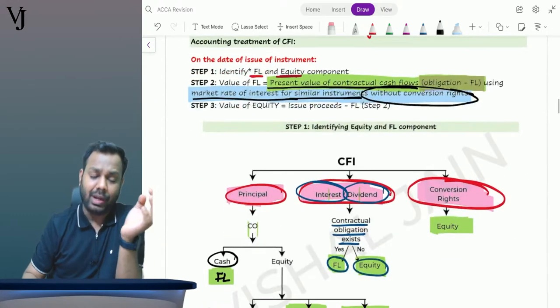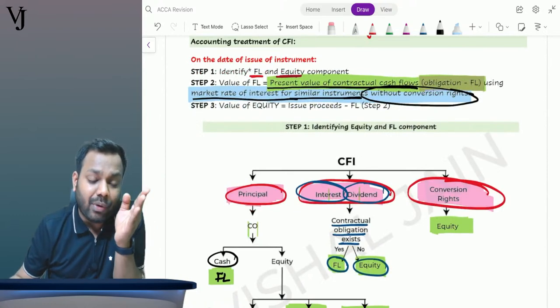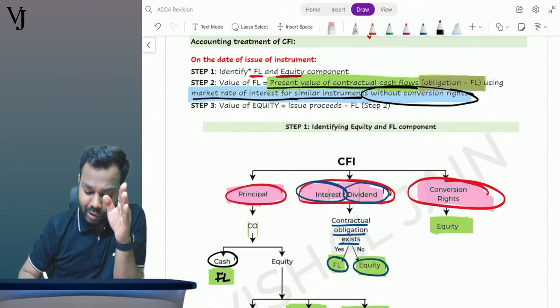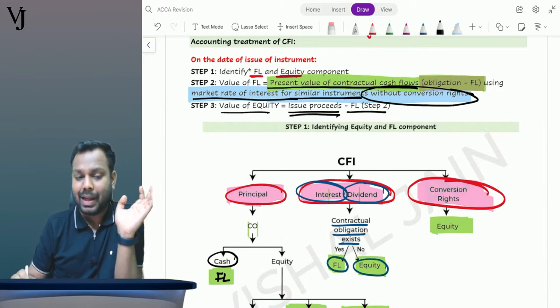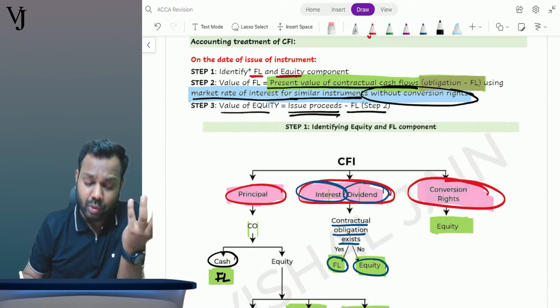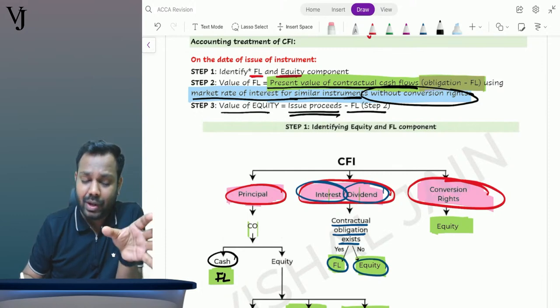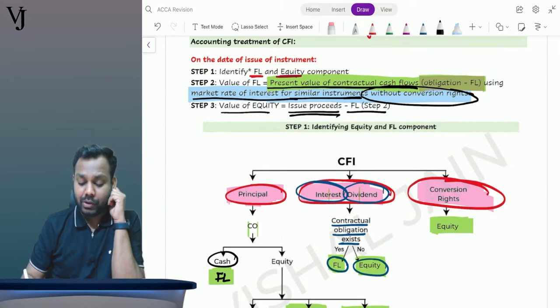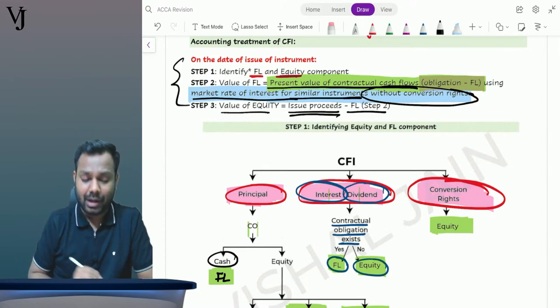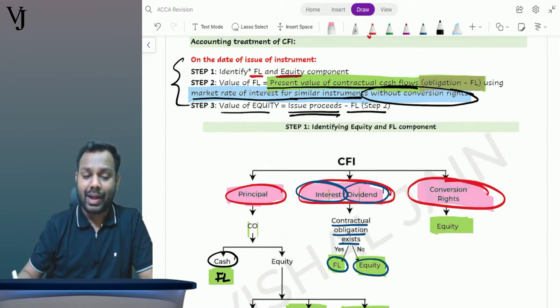Now, what is the value of equity? Equity is residual. Here also it will be residual. It is the proceeds that you get from the issue of the instrument minus the financial liability that you have calculated in step number 2. The balancing figure is called equity. Right? So this is how I will measure the financial liability and equity.